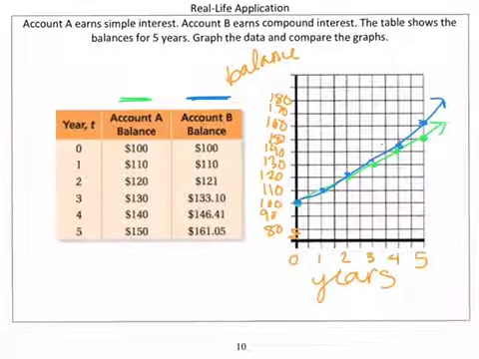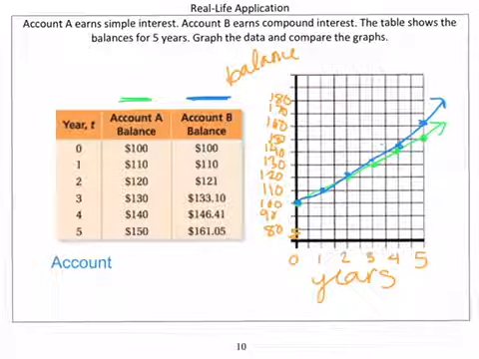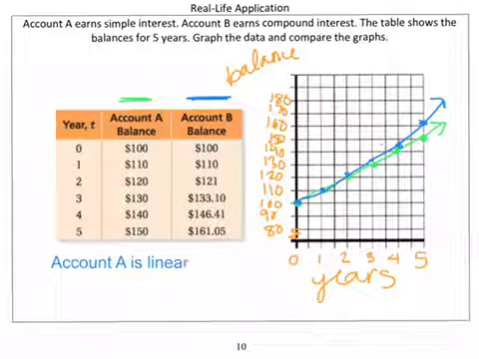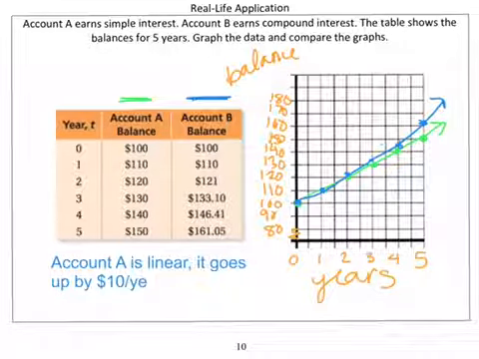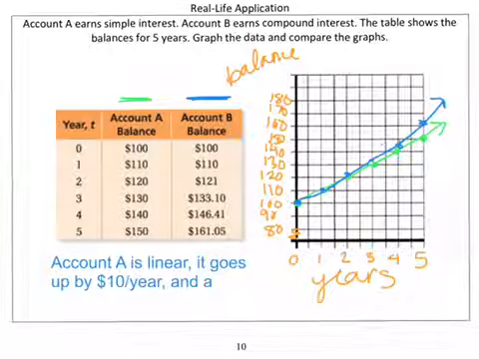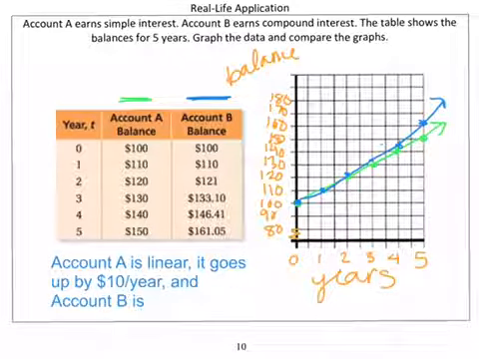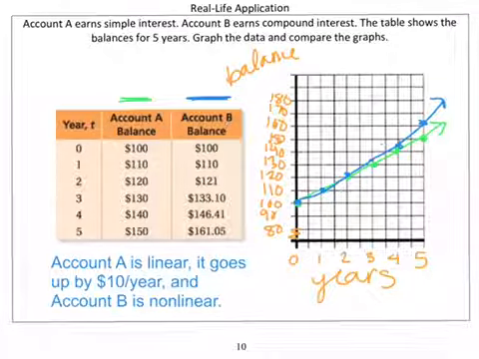So then it says to compare the graph. So let's talk about this. Well, you can kind of see it happening, but account A is linear. It goes up by $10 a year. And account B is nonlinear. You guys can see that it is kind of curving up as time goes on. So we all started with the same amount, $100, yet account B over time ends up getting more money as time goes on. So that's how we will compare these graphs.